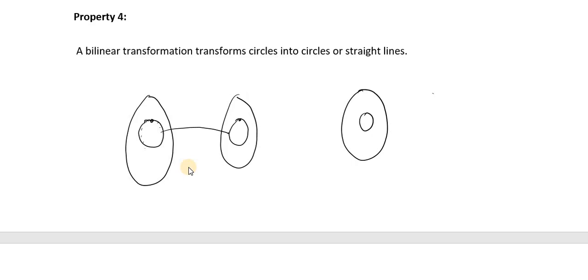circles to straight lines. That means this point's image is this point. This point's image is this point. This point's image is this point. That's why a bilinear transformation transforms circles into circles or straight lines.